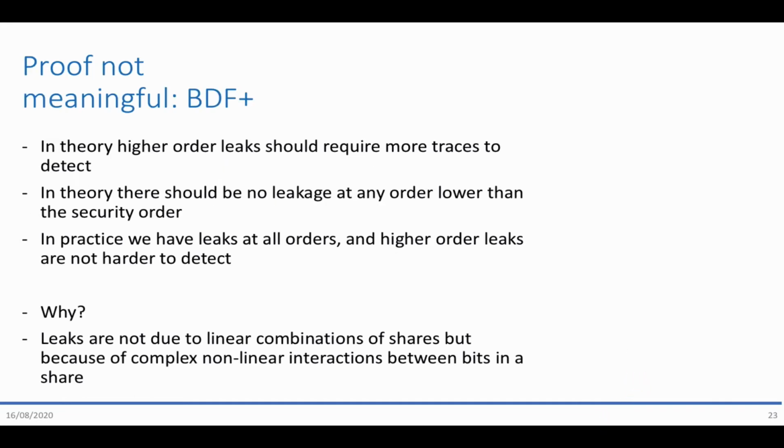So let's have a look then at what happens if we implement this BDM masking scheme on our M family of processors. So in theory, what we would expect is that higher order leaks should require more traces to detect them. In theory, we shouldn't in fact detect any leakage at an order lower than the security order. What happens though is that in practice we detected leaks at all orders, and higher order leaks were not always necessarily harder to detect. And you can wonder why. Is this because we made a mistake? Or is there a problem with the proof?